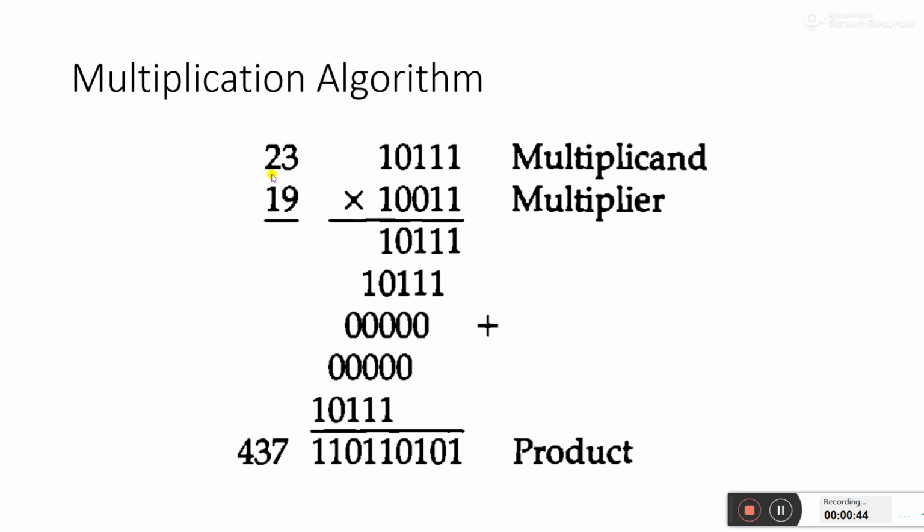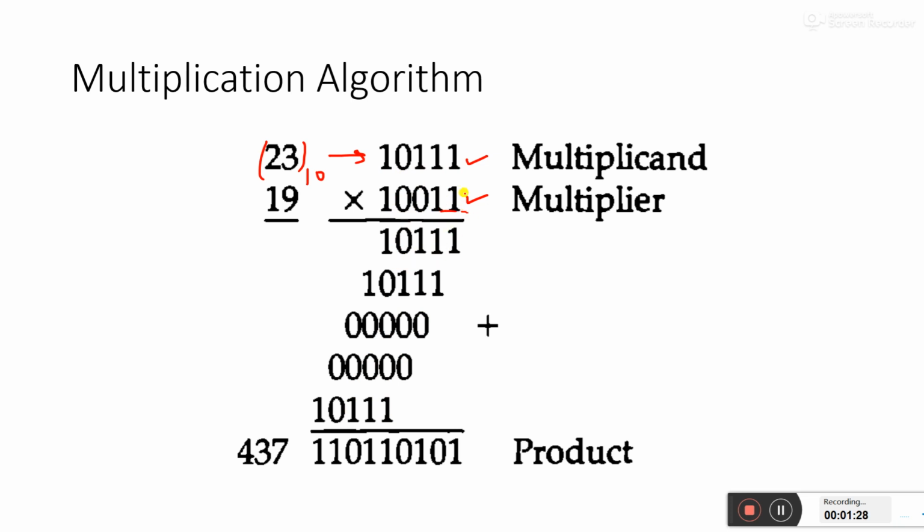If you have 23 and 19, these are the binary numbers for the 23 and 19 decimal values. So this is your decimal value and this is your binary number. These binary numbers are multiplied by another number, which is 19 in decimal. What we are doing here is trying to find the mechanism of multiplication. So it is 10111 and it is 10011.